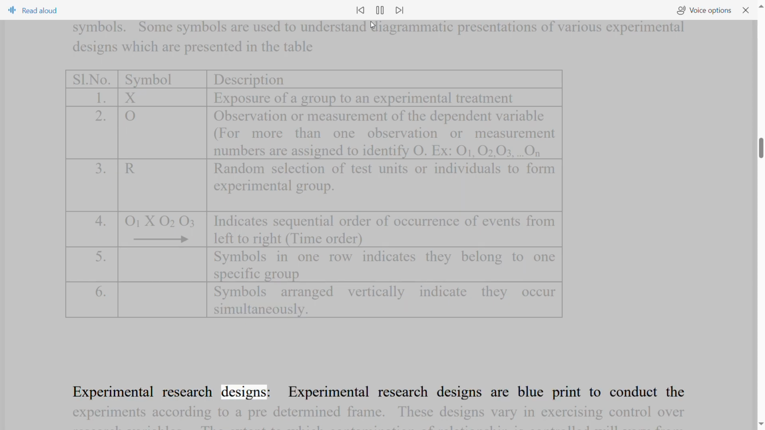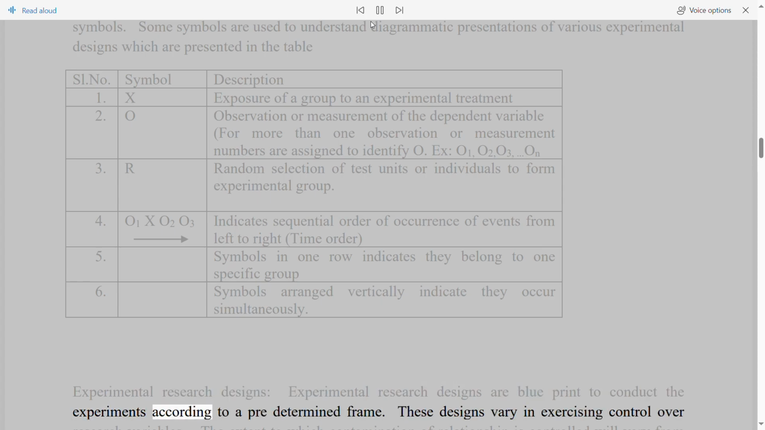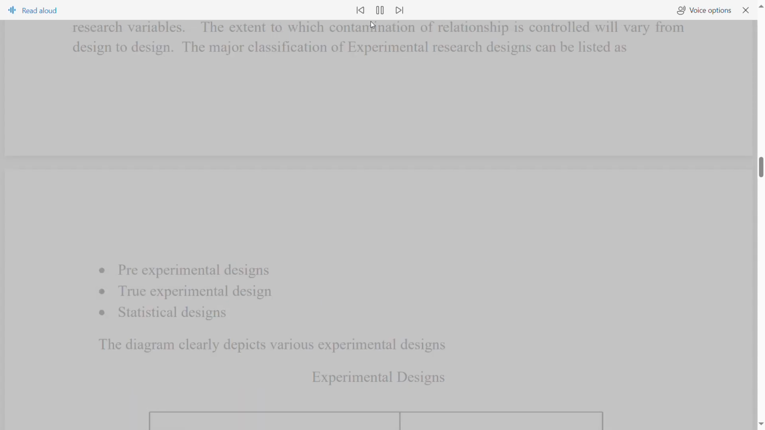Experimental research designs. Experimental research designs are a blueprint to conduct the experiments according to a predetermined frame. These designs vary in exercising control over research variables. The extent to which contamination of the relationship is controlled will vary from design to design.